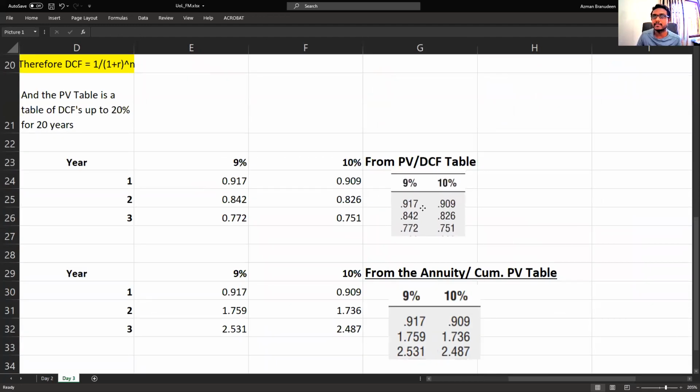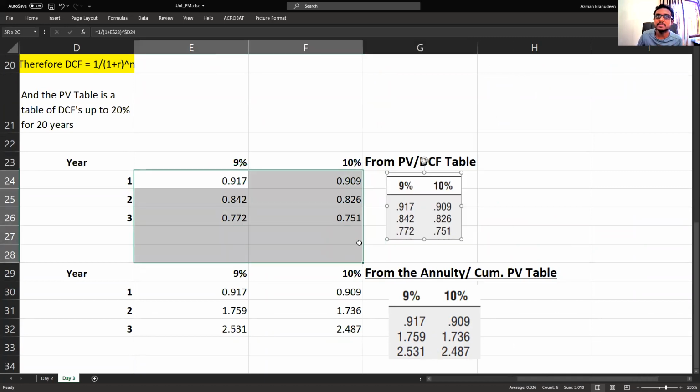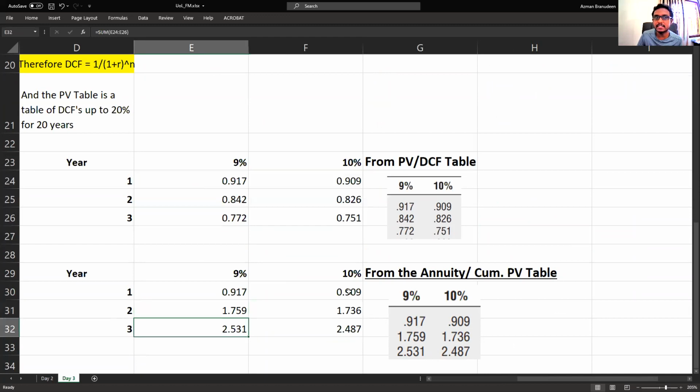So you have to be very careful which number you use. Anyway, it's very easy to realize. In the PV table, all the numbers are less than 1 because you are discounting a single cash flow. But after the second year, third year in the annuity table, the number is more than 1 because you're discounting multiple of the same cash flow.